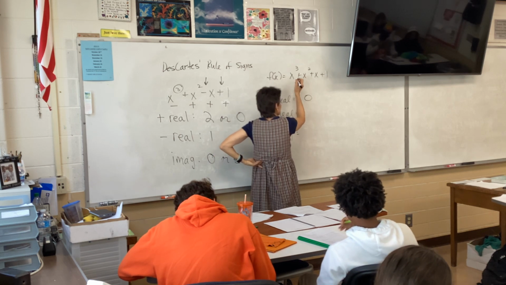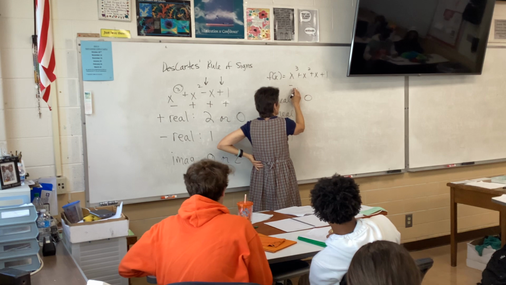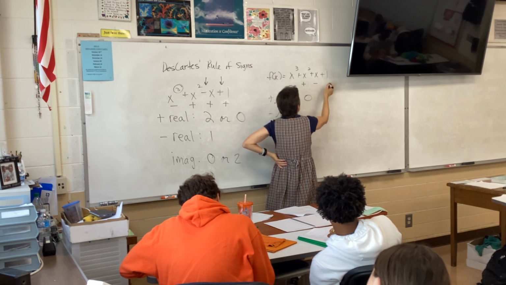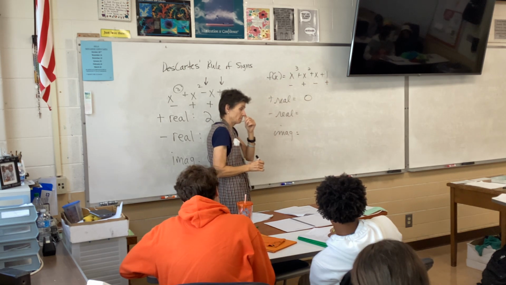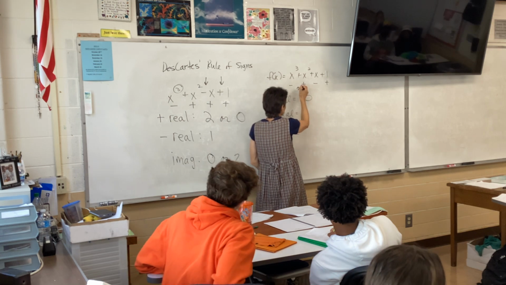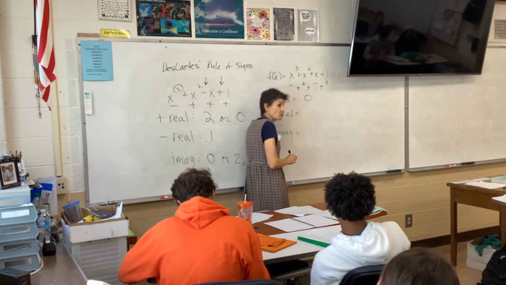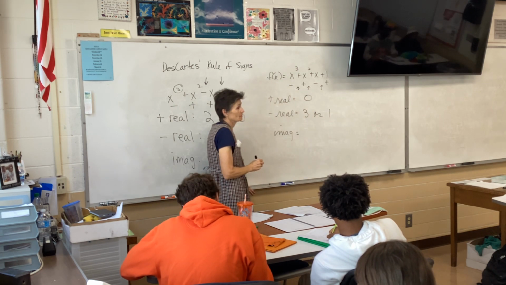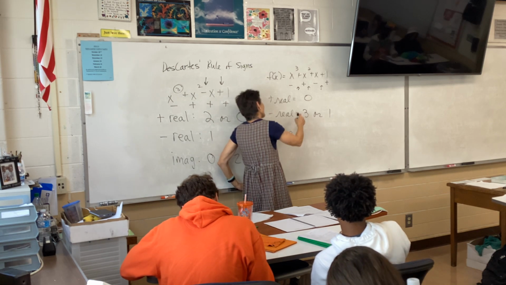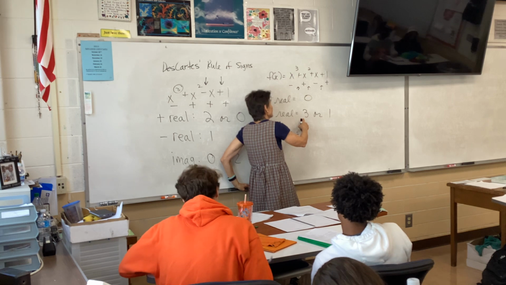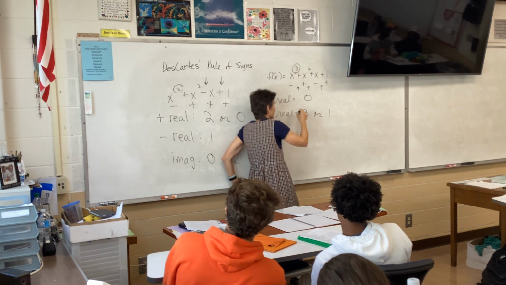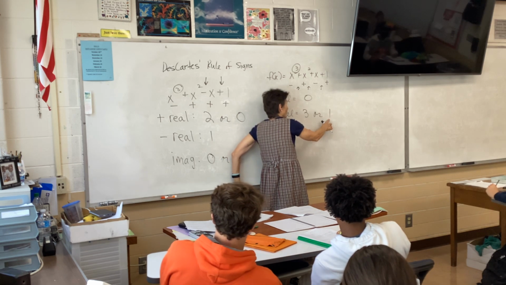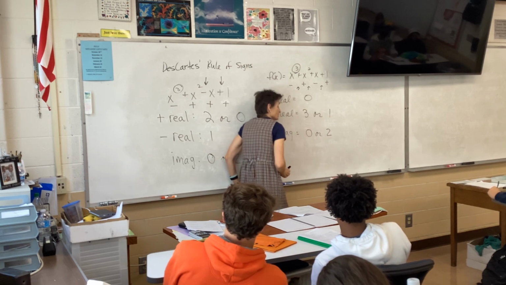All right, if x is a negative number, this term will be negative, this term will be positive, this term will be negative, and that one will be positive. So 1, 2, 3 changes. So 3 or 1. If you have no positives and 3 negatives, and there's only 3 altogether, then there won't be any imaginaries. But if there are no positives and 1 negative, then there will be 2 imaginaries.